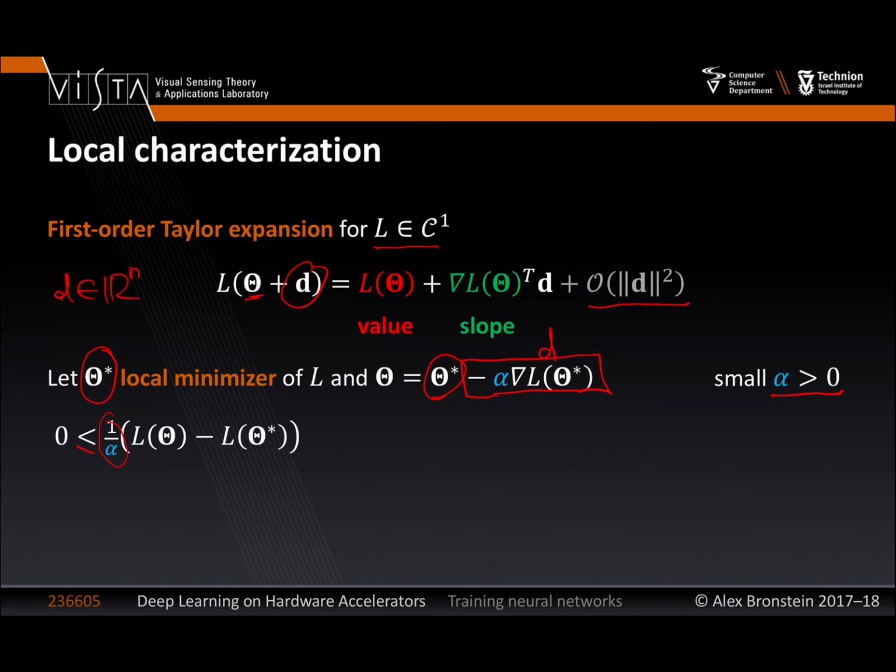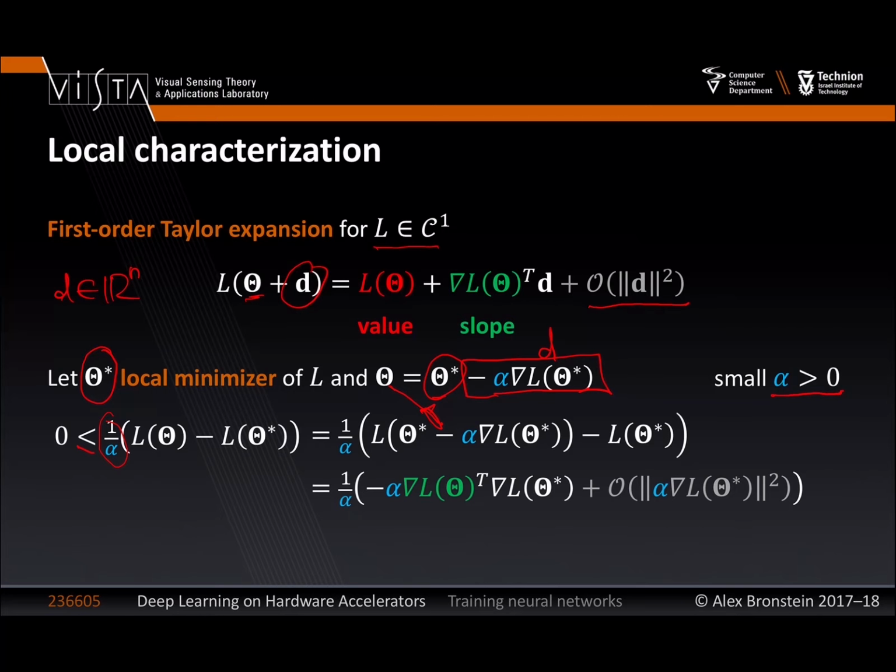So now let's substitute here the actual theta. It's theta star minus alpha times the gradient. And now let's substitute the Taylor approximation. This thing will be gone with the constant, it will cancel the constant part of the approximation. So I'm only left with the negative linear part that depends on the gradient, plus this second order residual that I have here.